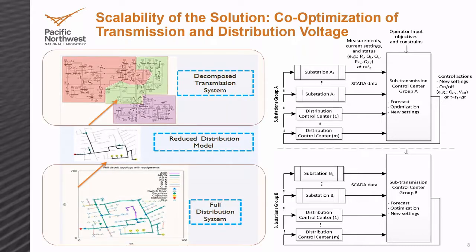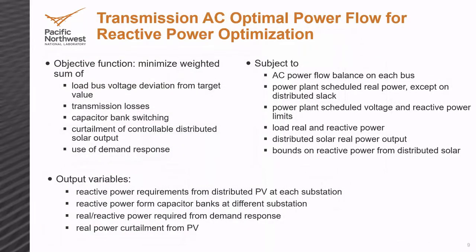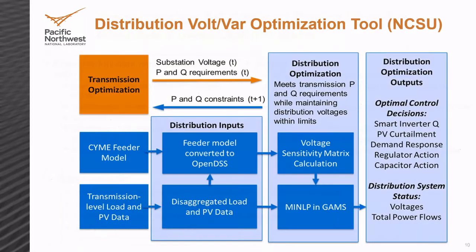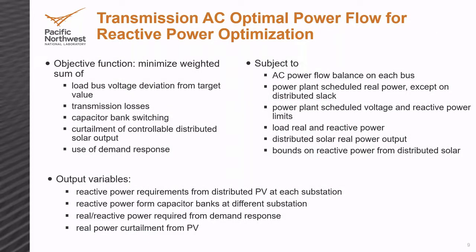So let me explain a little bit. Sorry, I moved one slide further. I'll dig a little into the optimization problems. As I mentioned, this is a co-optimization approach. We optimize the transmission network and send the signal to distribution, which in turn will do its own optimization and send a signal back to the transmission network.